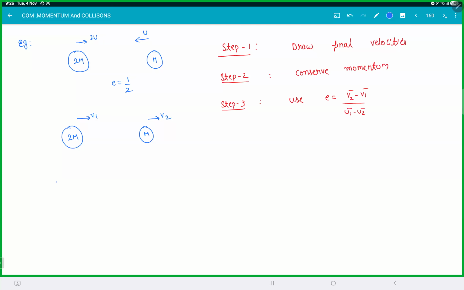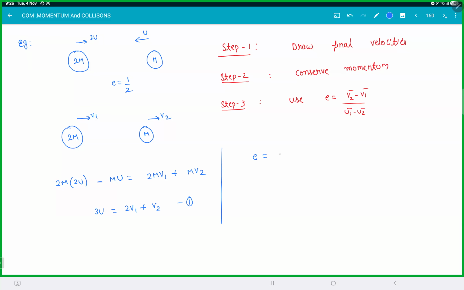Conservation of momentum: this will be 2m into 2u, with right positive and left negative, minus mu, equals 2m v1 plus m v2. This will be 4 minus 1, so 3mu. So 3u is equal to 2v1 plus v2. That's your equation 1.